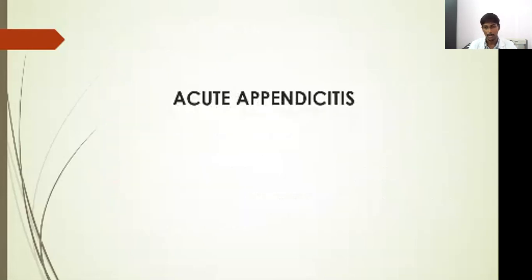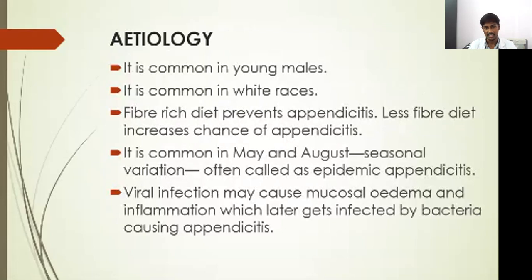Let us see about acute appendicitis. It is the commonest case which we encounter in the surgery department, even on an OP basis. It is most common in young males and common in white races. A fiber-rich diet prevents appendicitis; a low-fiber diet increases the chance of appendicitis. It is common in the months of May and August, due to seasonal variation. Hence it is called epidemic appendicitis.